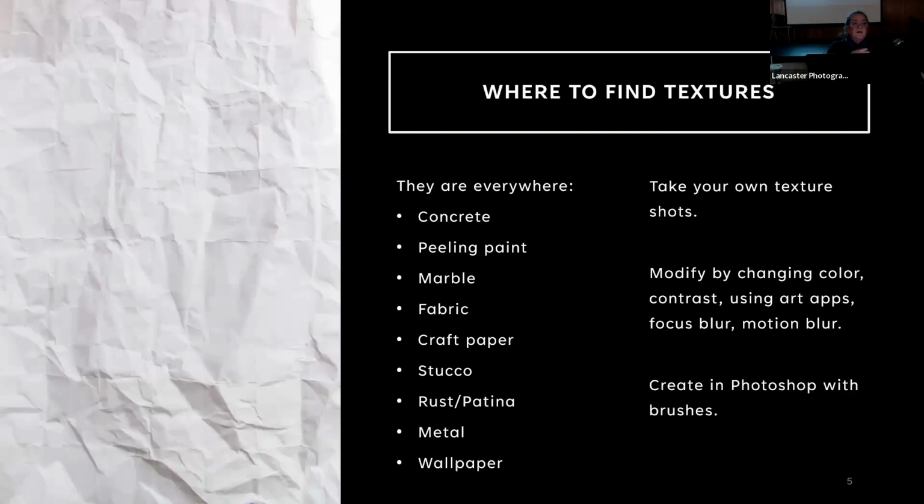You can modify your pictures that you're going to use as textures by changing the color, either with the temperature and tint sliders in Lightroom, or whatever it is in Photoshop, Camera Raw. You can change the colors.